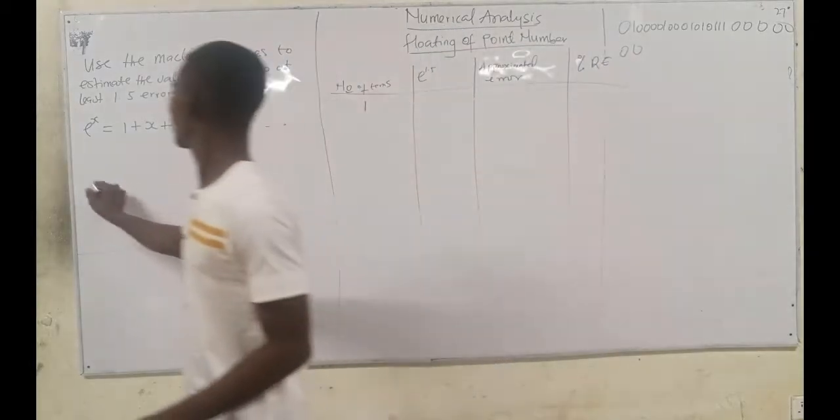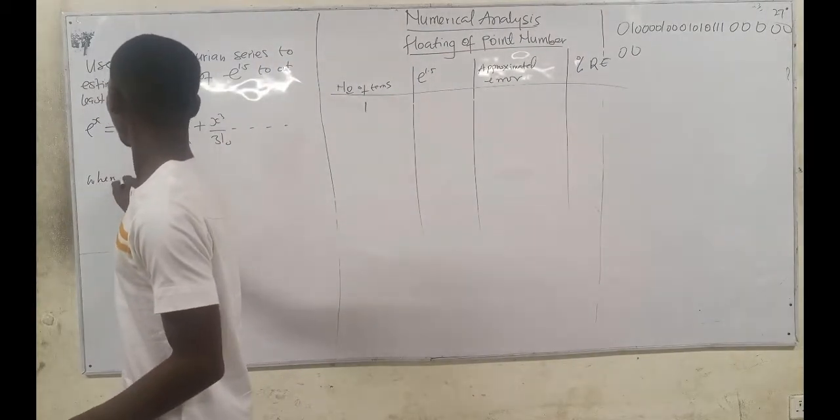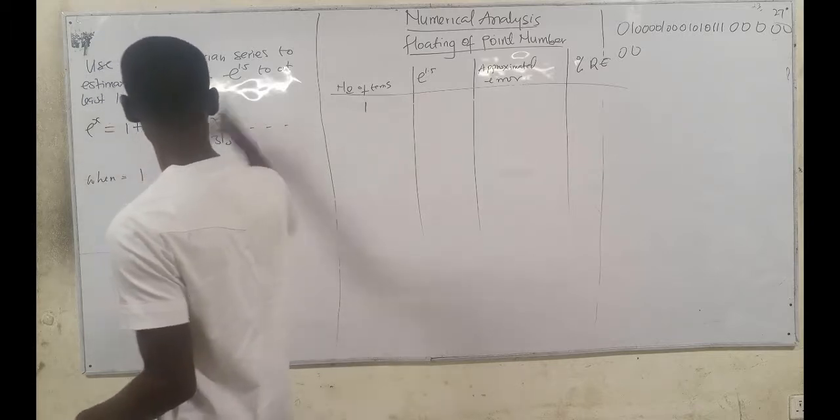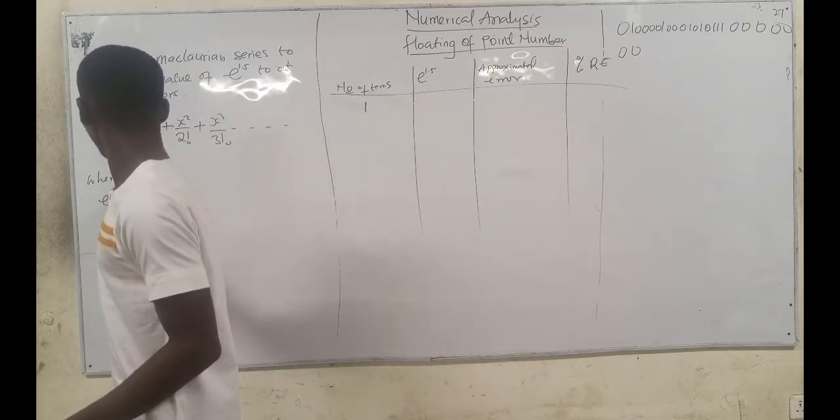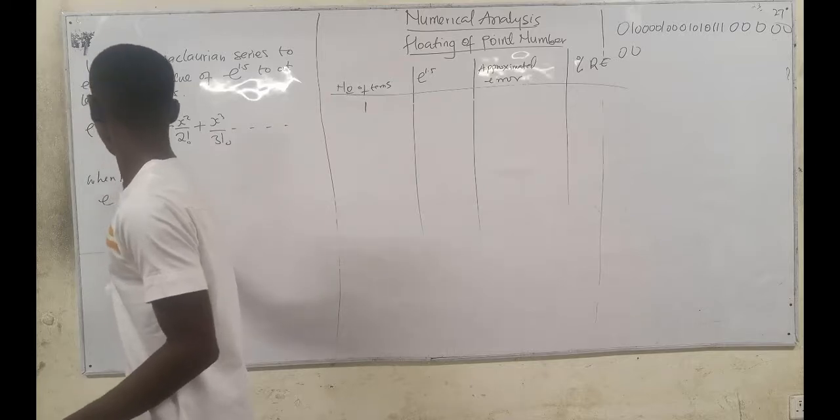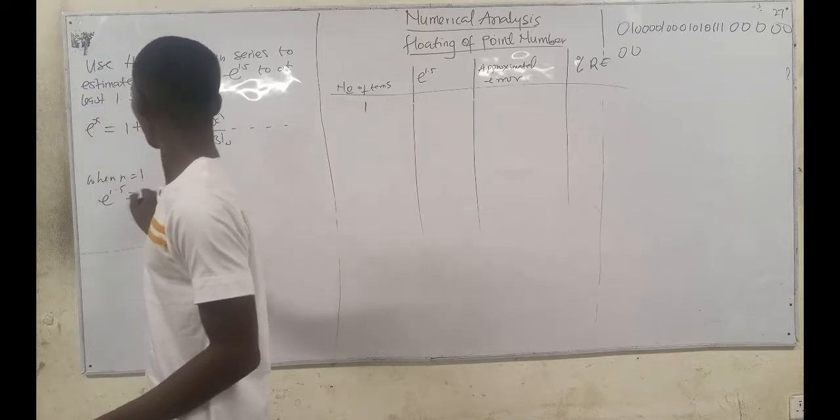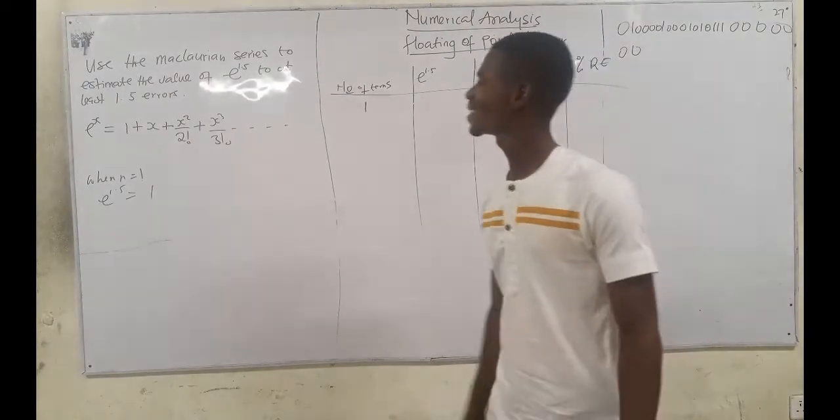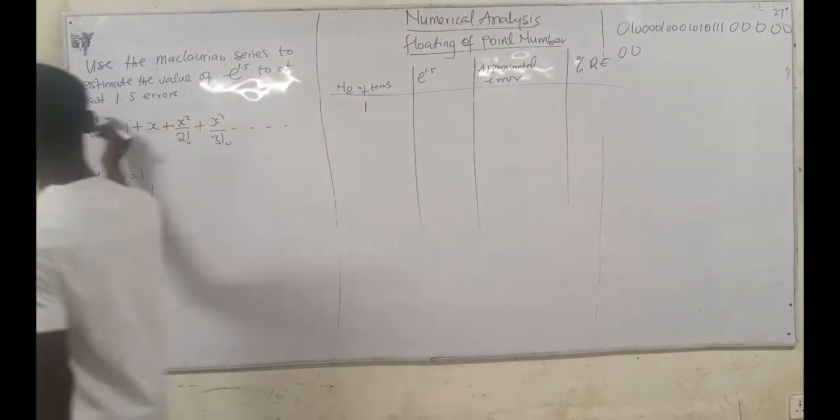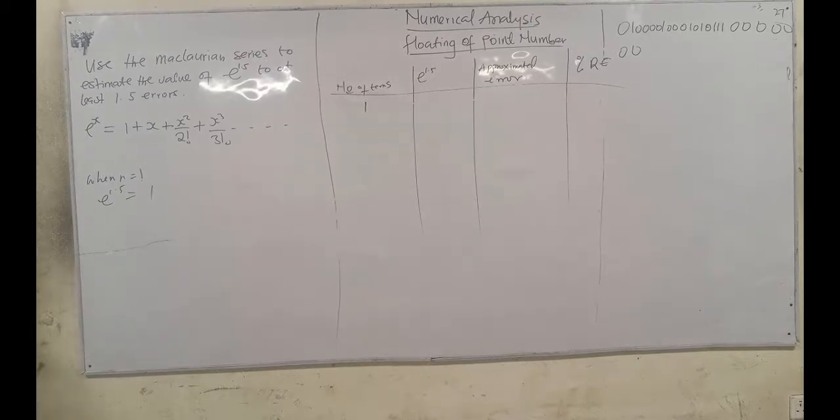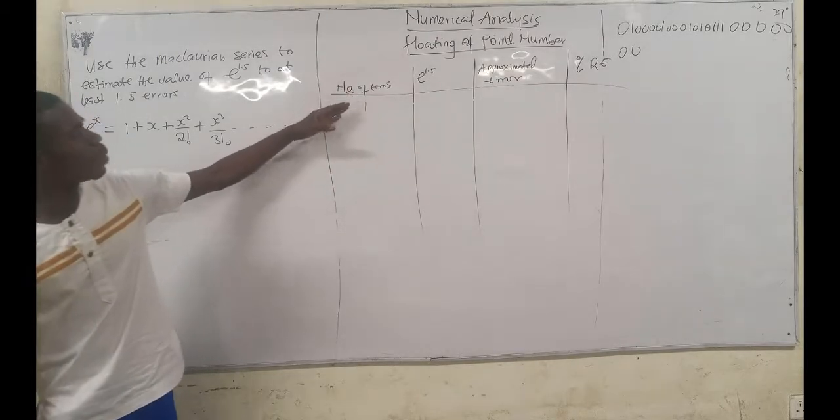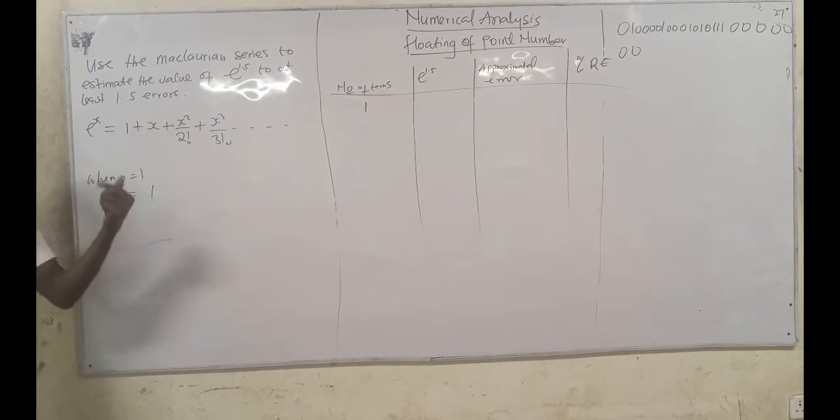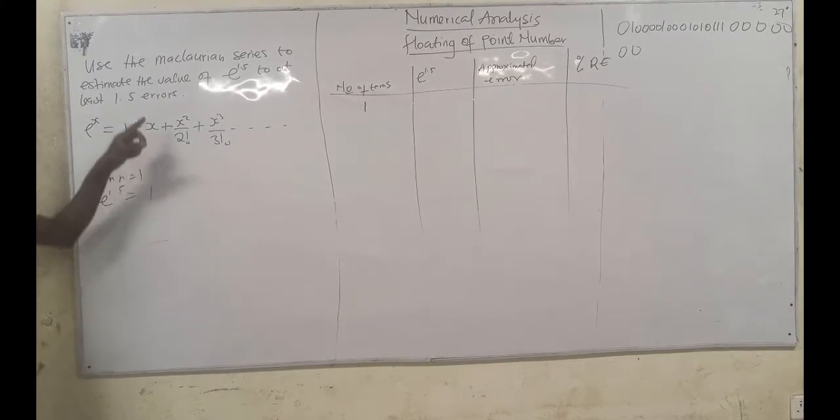So when n is equal to 1, our e to the power x, that is e to the power 1.5, is equal to 1. Please, are you okay? No, no. Under the Maclaurin series, we are saying that we are doing the number of terms. We want the term in which, when we get to that place, it gets to 1.5. I will tell you where it's getting to 1.5. But how do we do it?